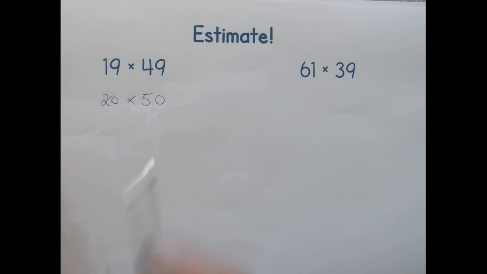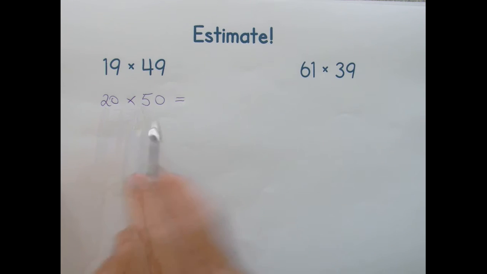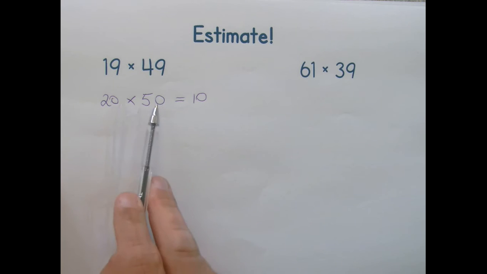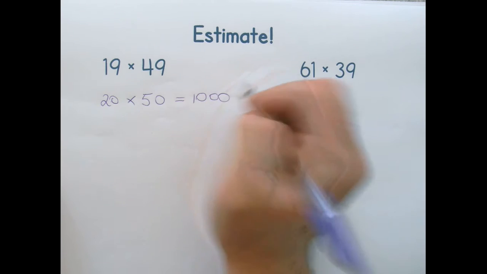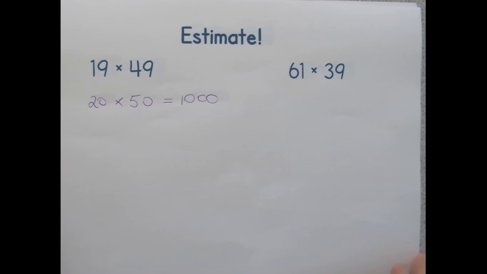But 20 times 50 we could actually do in our head, because we know 2 times 5 is 10, okay? And then add the zeros. So we've got 1 0, 2 zeros. So you get an answer of 1,000, which is an estimate to that question there.